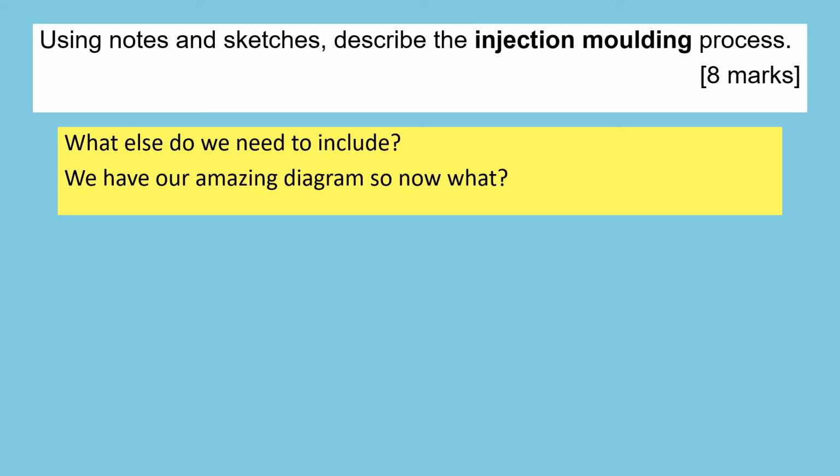Okie dokie. We've got our sketch. Whoop whoop. We've labelled it. Yay! We're showing good technical knowledge. We're showing good key terms. We're showing good understanding. What do we need to add now to ensure that we get those 8 marks? Have a think. Reread the question if you need to.